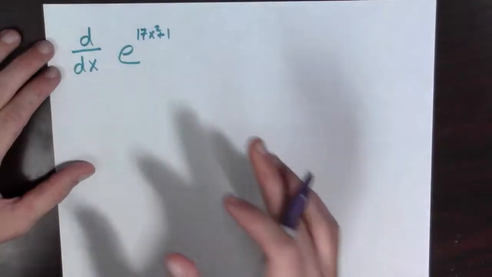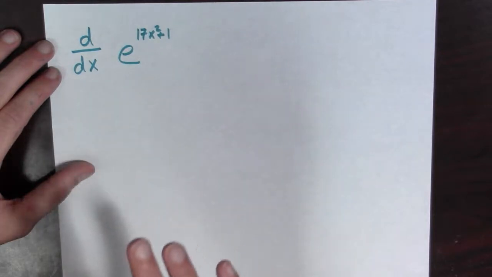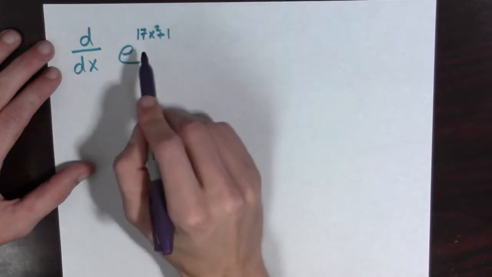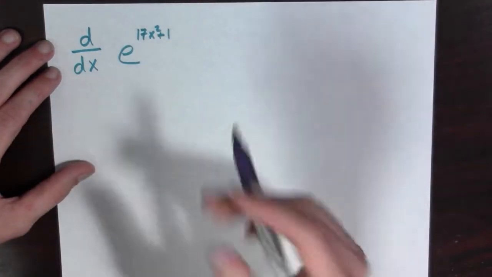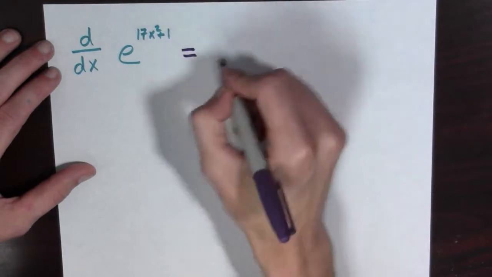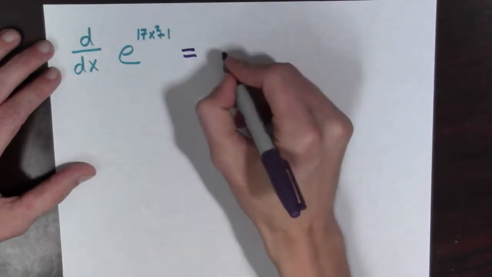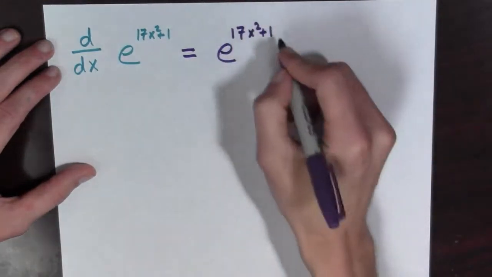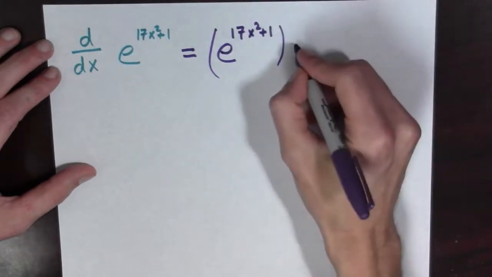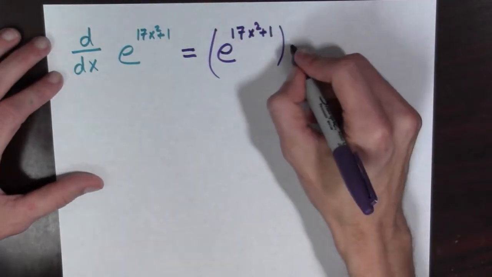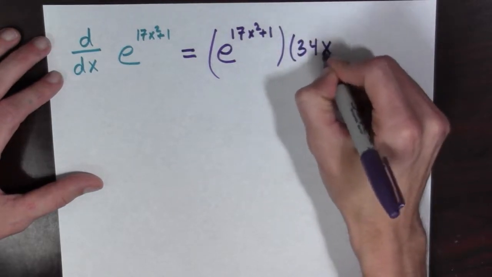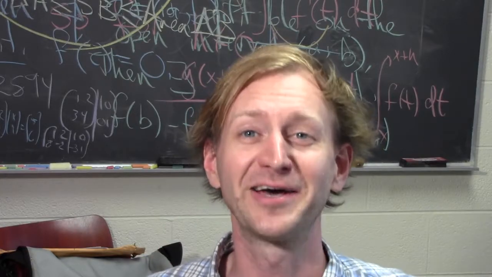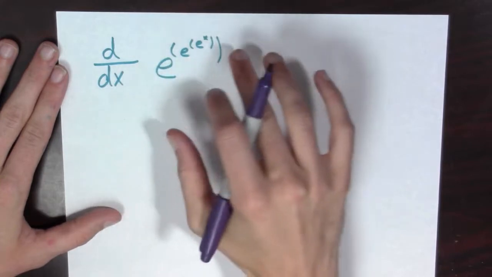Next example. Here we have another case. It's a classic situation for the chain rule. We have the derivative with respect to x of e to the 17x squared plus 1. All right, so let's just take the derivative. This is equal to, well, the derivative of e to the x is equal to e to the x, so it's equal to e to the 17x squared plus 1 all times the derivative of the inside, which is 2 times 17, which is, I believe, 34x. The derivative of 1 is 0. Done.